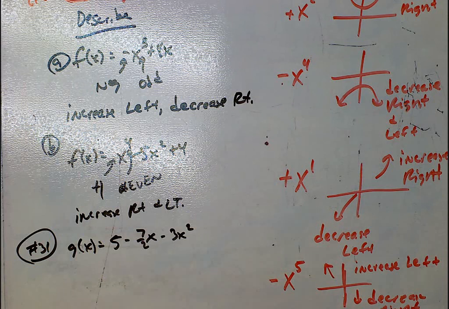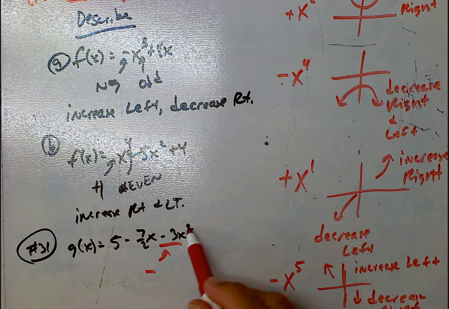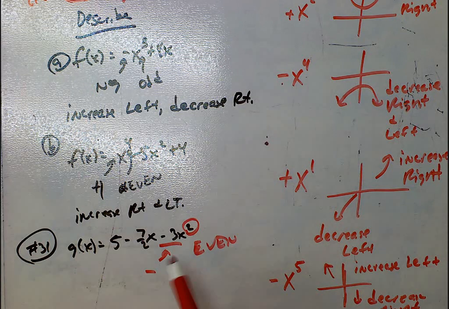Alright, so the leading coefficient is negative 3, so it's negative. The exponent is even. I know this is the leading coefficient because it's the biggest exponent. That means it's going to be negative 3 for the leading coefficient. Since we're negative and even, this one decreases to the right and left for the overall graph.